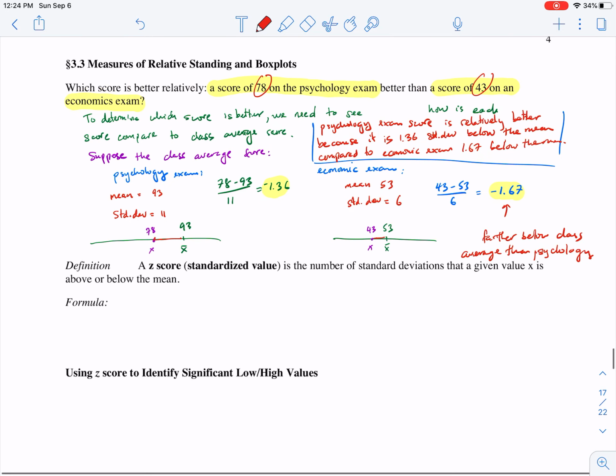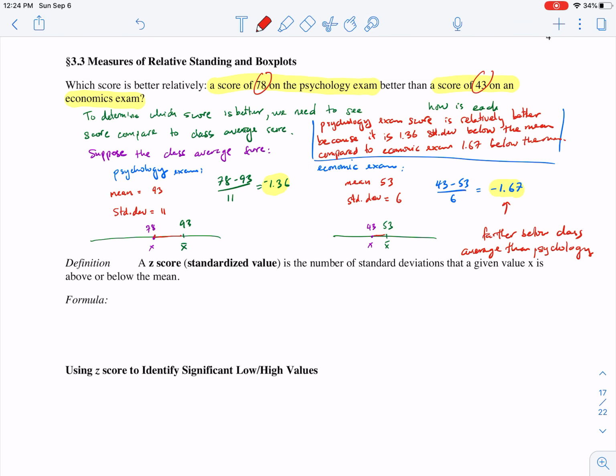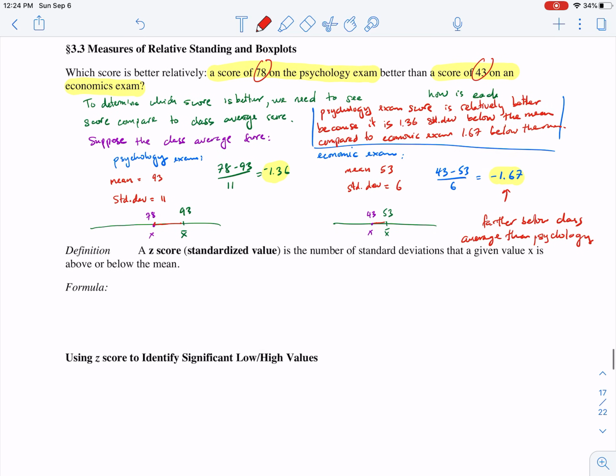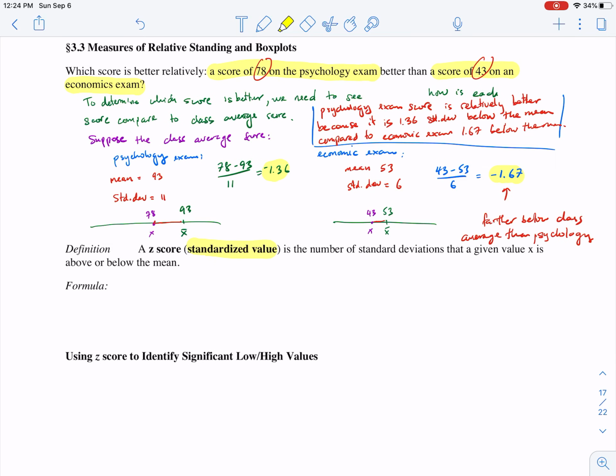So what we just computed there, we call that value a z-score. It's a standardized value. It represents the number of standard deviations that a given x value is above or below the mean. So in other words, here are the data values for this particular set, and we can take any of those data values and look at where they are relative to the mean.